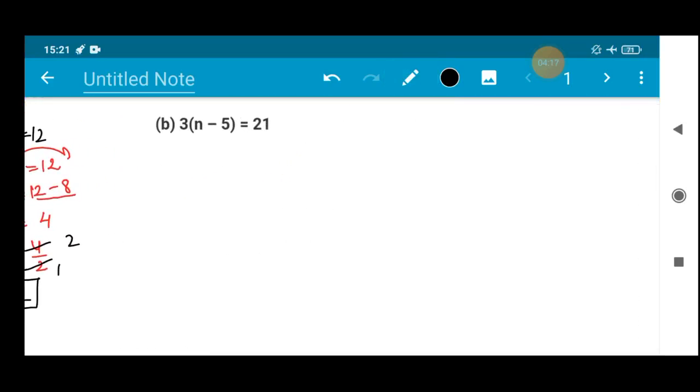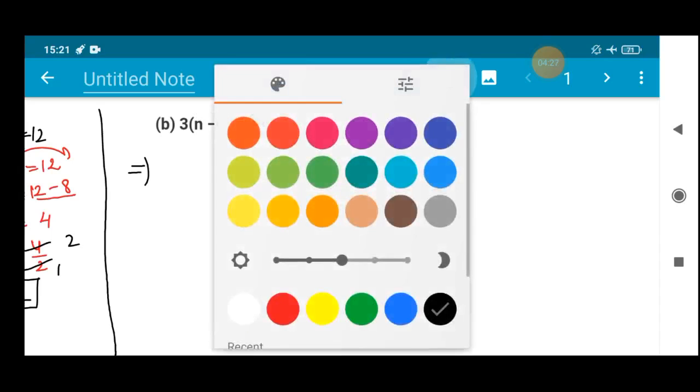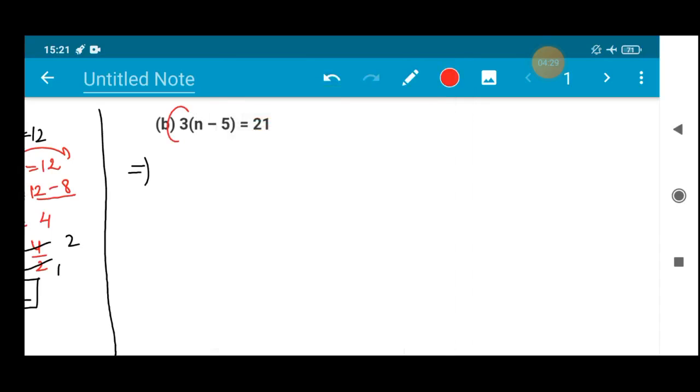Number B, I'll be doing the second method. In every question I'll be altering the concept, altering the method. So if I do the second method, then I have to open this bracket first, and if I open the bracket, this coefficient 3 should be multiplied with every number that is present inside the bracket, that is 3 into n. Plus is there, so plus minus will be minus, right? You have to be very careful when you are opening the bracket.